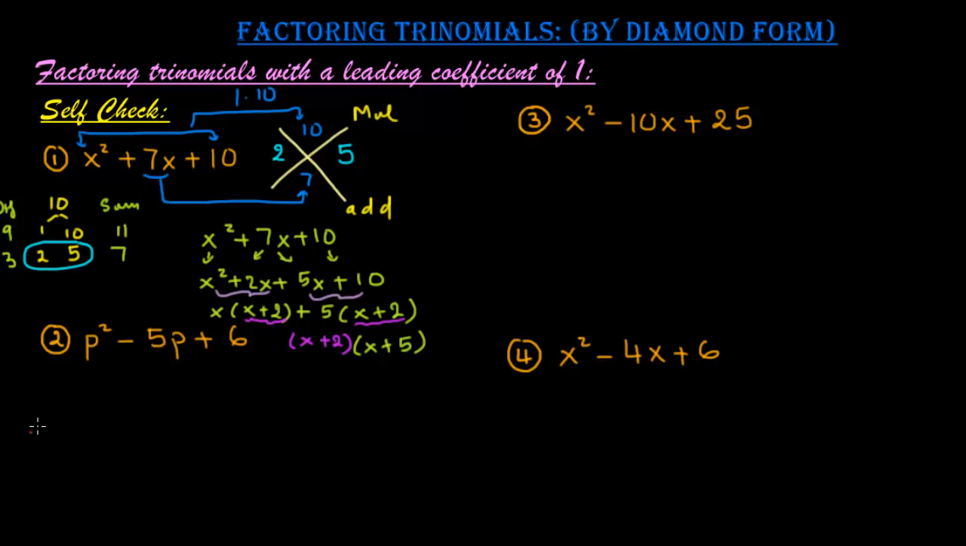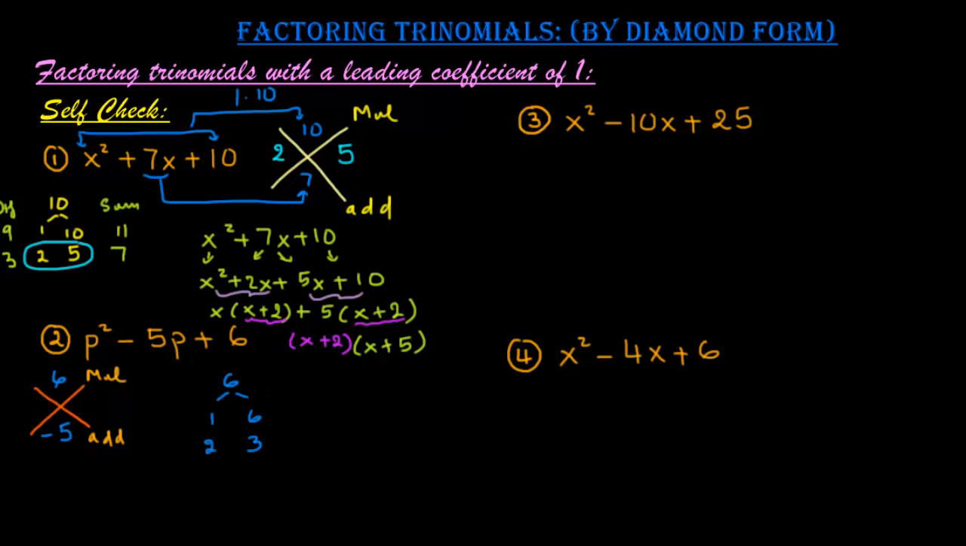Now on the second problem, we do the same thing. Draw the X. First number times last. So 1 times 6 gives me 6 on the top. And then the middle number will stay at the bottom, so it's negative 5. We're looking for a pair which multiplies to give me 6 and adds to give me negative 5. So we do the same thing. List down all the pairs that multiply to give me 6. So we have 1 and 6, or 2 and 3.